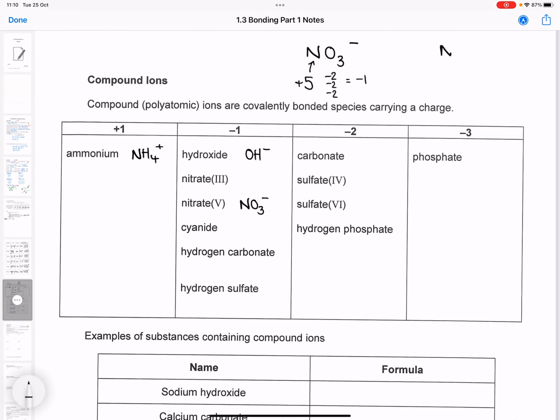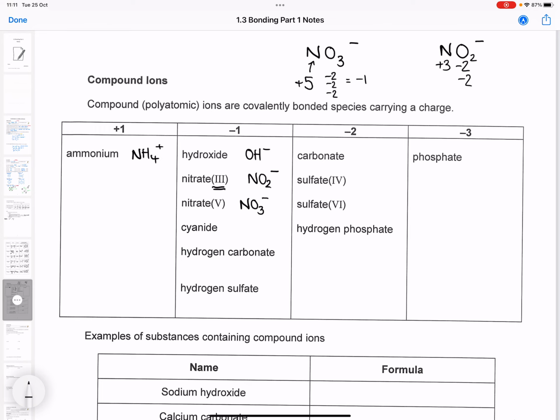Now, nitrate is always a 1 minus ion, nitrates are always a 1 minus ion, but have a plus 3 for our other nitrate 3 here. How many oxygens do you need to get from 3 to minus 1? So just doing some maths, how much do you need to take away from 3 to get to minus 1? Well, if you take away 1 oxygen, 3 take away 2 is not going to get me to minus 1, but if I take away a second oxygen, then I am going to get to minus 1. So the formula of this new type of nitrate 3 is NO2 minus.